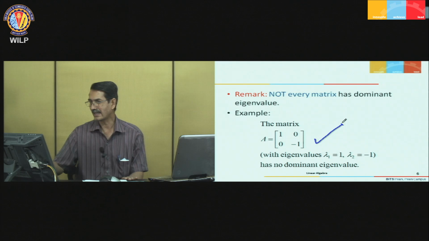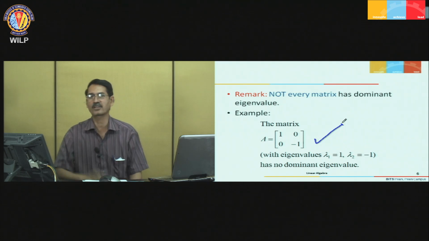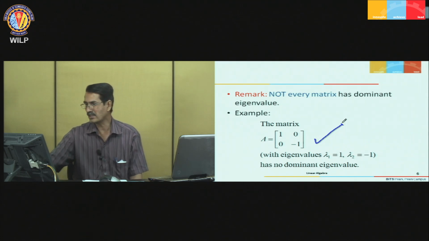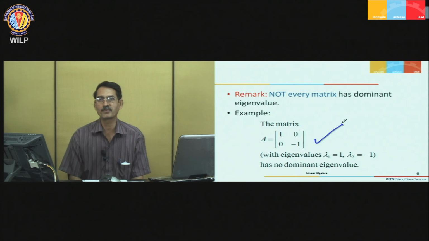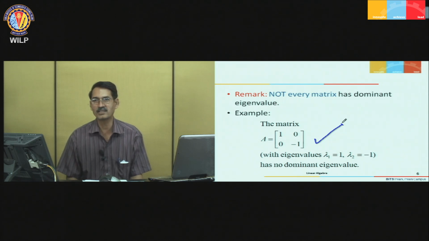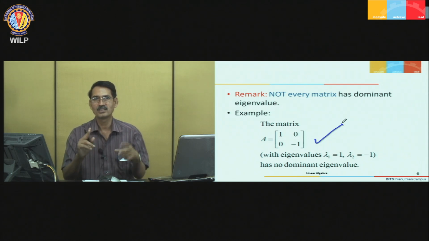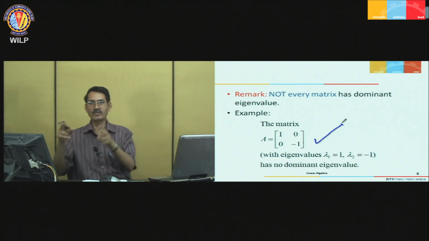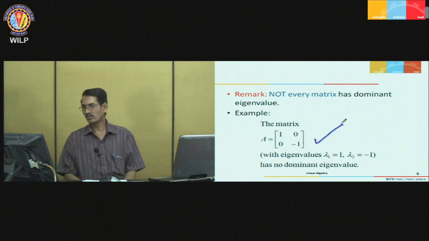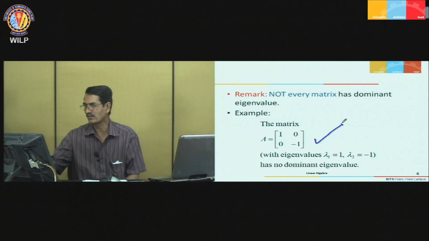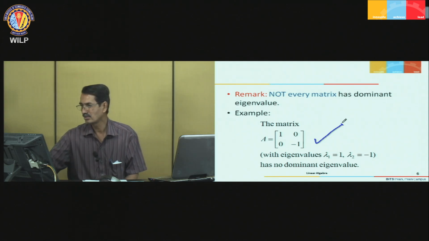So, therefore, look at here, the eigenvalues of this matrix are 1 and minus 1. 1 and minus 1 are the eigenvalues of this matrix A. Which one is the dominant eigenvalue? What is the dominant eigenvalue? Take the absolute value of each eigenvalue. So, the modulus of lambda 1 is 1, and the modulus of minus 1 is also 1.